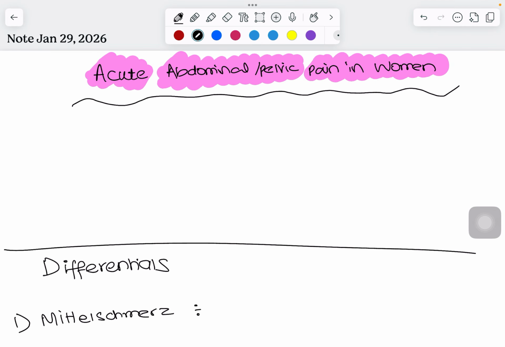Acute pelvic pain in women is a classic USMLE Step 2 scenario, and missing the diagnosis can be life-threatening. In this video, we'll build a simple clinical framework to differentiate the most tested causes.